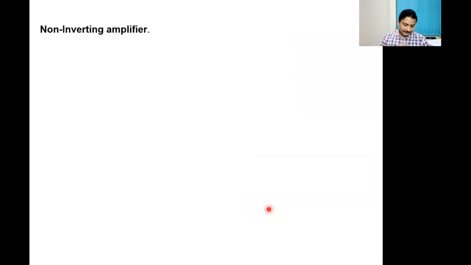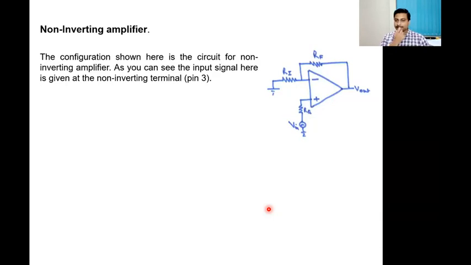Let's move on to the next circuit, which is a non-inverting amplifier. So very quickly we can go over this also. Again, the same thing. We are still using negative feedback, but now the input is given to the positive terminal, that is pin number 3. This is the configuration for a non-inverting amplifier, where the input is given to the non-inverting pin number 3.